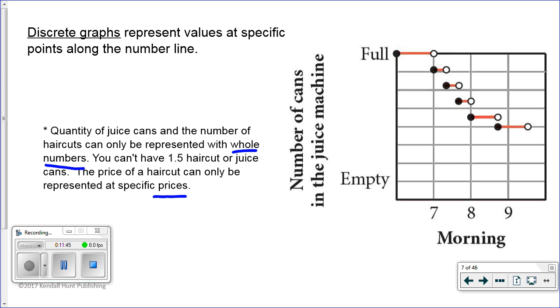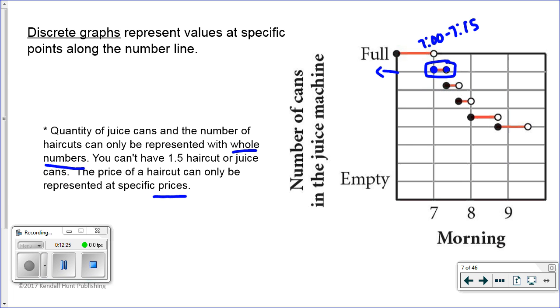So if you look at the graph on the right, this is a good example of how this would look. So this is the juice cans again, same graph we were looking at a minute ago. But this is a discrete graph. So how would we read this? So we could say at, let's take a look right here, at 7 in the morning until somewhere around 7:15, there are a specific number of cans in that machine.